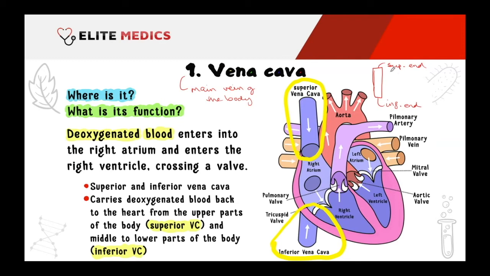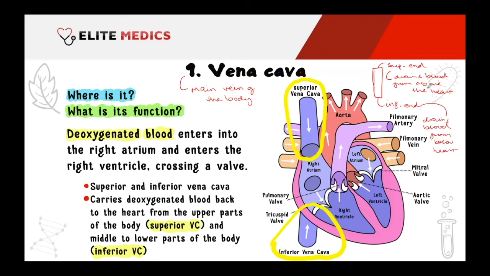So anything above the heart, like the head, for example, the blood will be returned via the superior end of the vena cava, okay? So it drains blood from above the heart. And you should be able to work out what the inferior end does then. So it drains blood from below the heart.